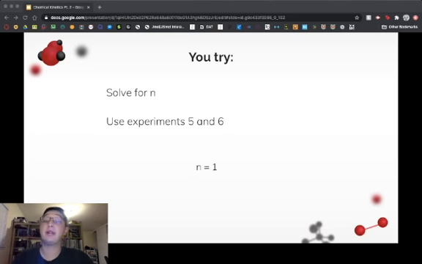All right, so the answer is n is equal to 1. Hopefully you guys all got that. If you guys are still confused, again, go ahead and message me in Discord and I will probably respond.